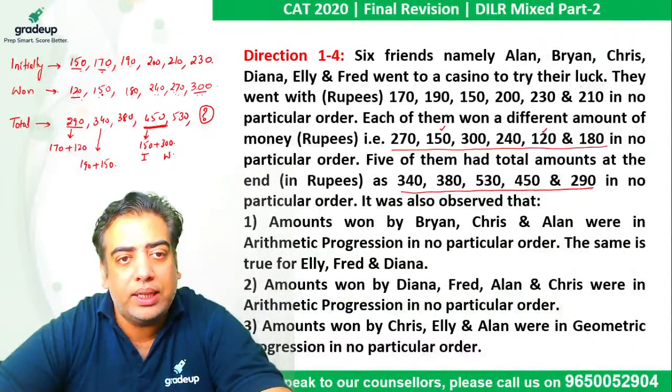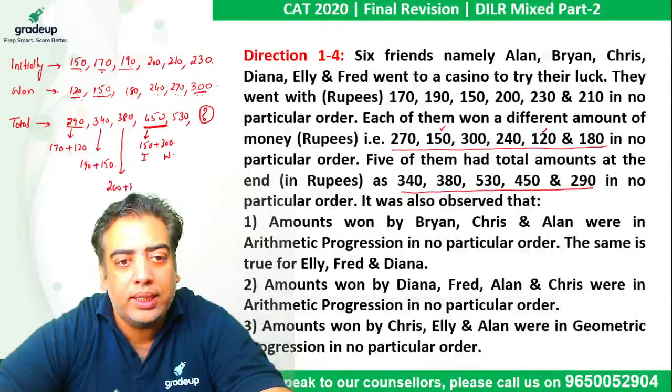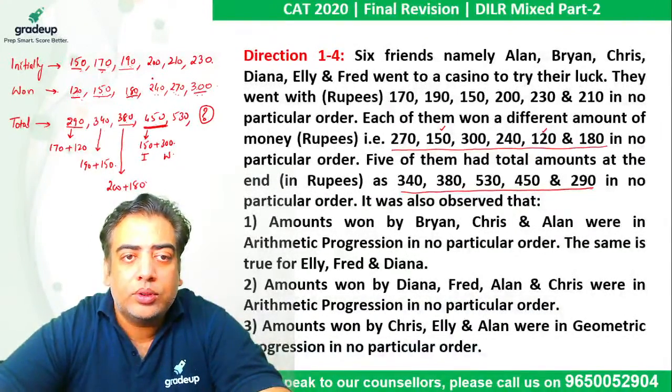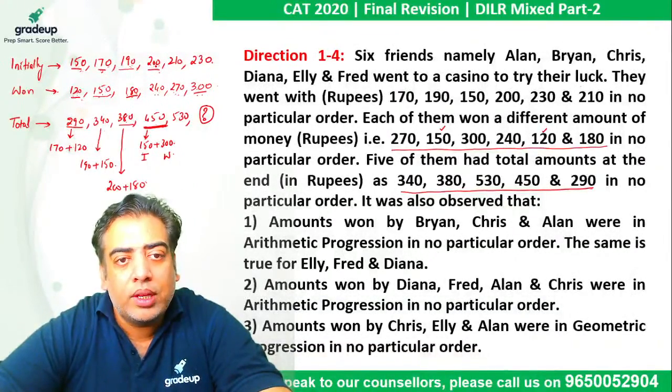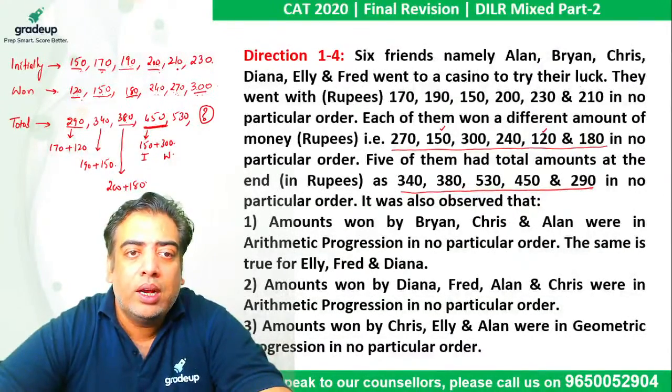200 plus 150 adds up to, so 150 is being used, leave it. 200 and 180 add up to 380. So this 380 must be the result of 200 plus 180. So this is also taken care of. 200, 240 is not there. 200, 270 is not possible. So let's move on to next.